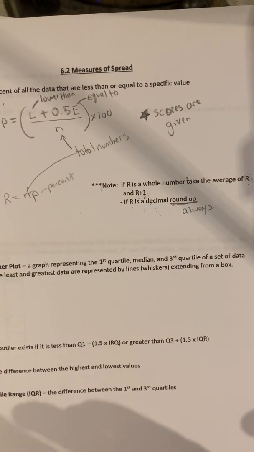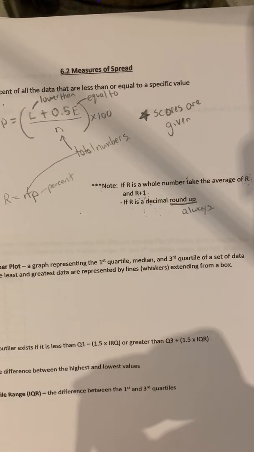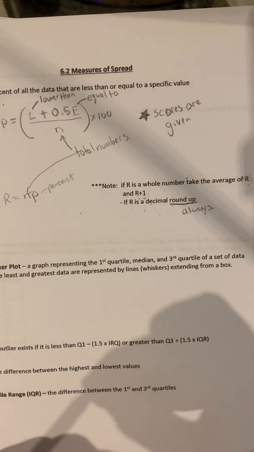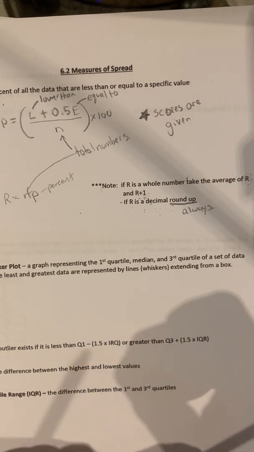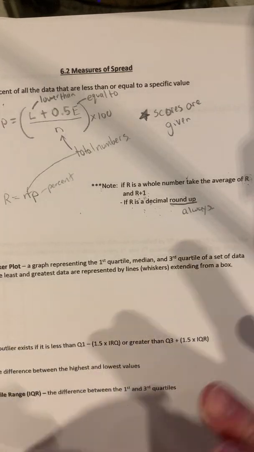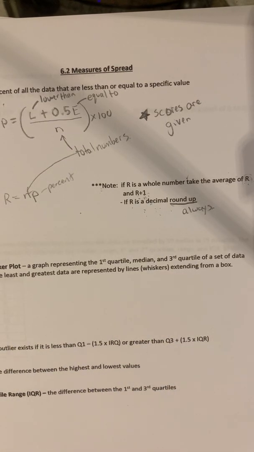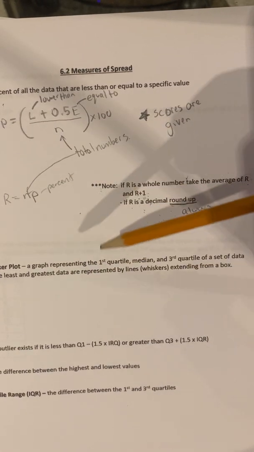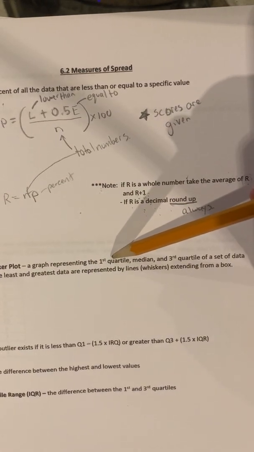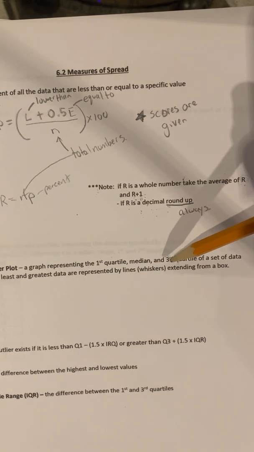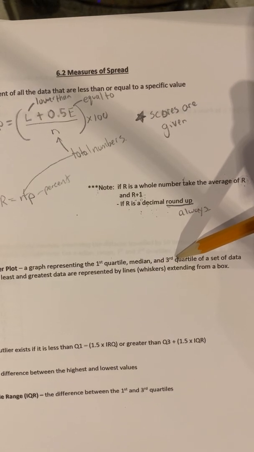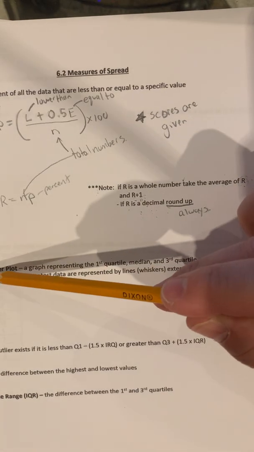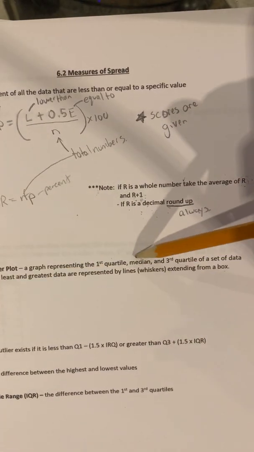Box and whisker plot. This is brand new. It's not very difficult. What we're going to do is draw a box and then whiskers on it, and it's going to look a little bit weird. The box and whisker plot has the first quartile, the median, and the third quartile. These three things make the box.